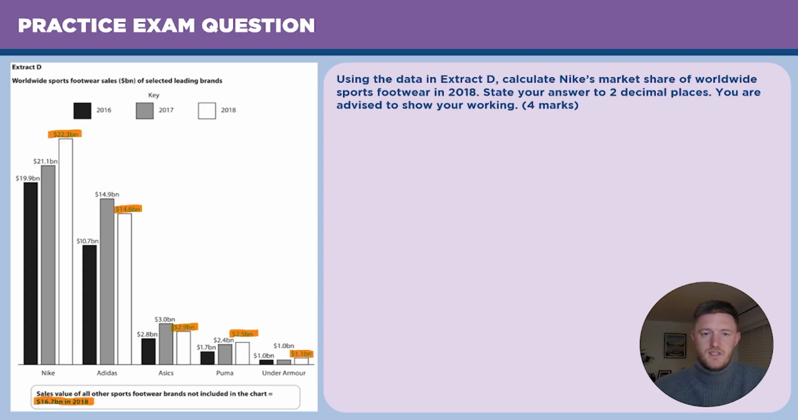So for this one, this is the bit of information we need. We are looking at 2018, so we're looking at the white columns, and then what's really important is we don't miss that little bit at the bottom, where it says sales value of all other sports footwear brands not included in the chart, 16.7 billion. One of the most common mistakes with this question was students didn't see that last bit.